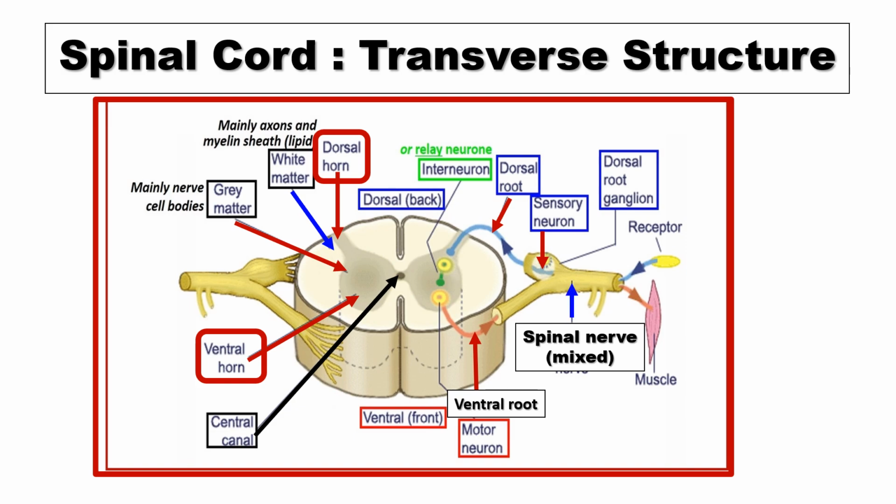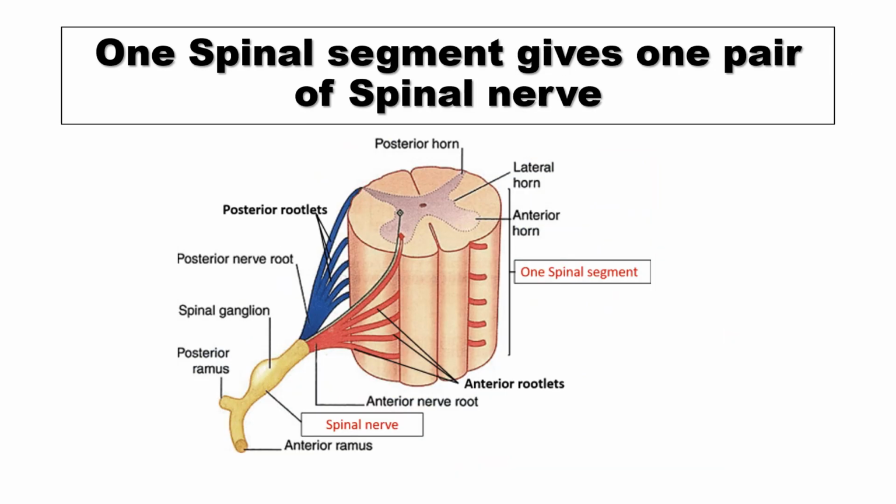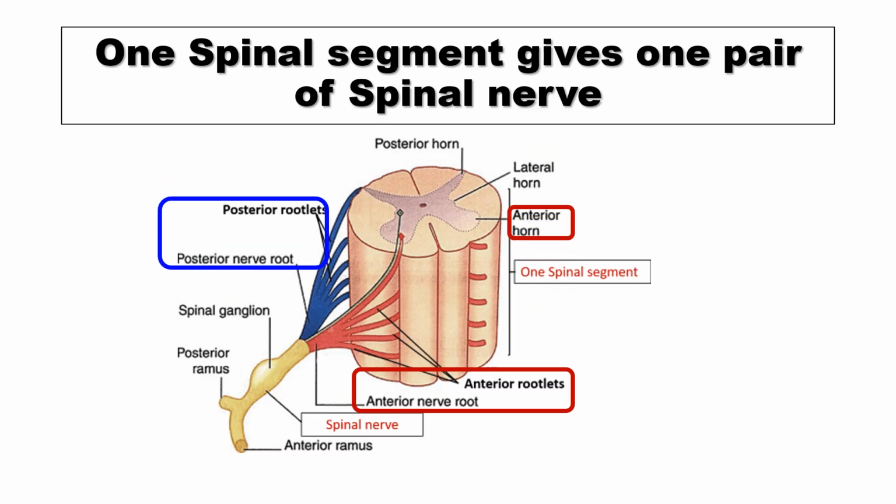Spinal nerve is formed by the union of ventral root and dorsal root, which is mixed in function. Both sensory and motor fibers are present. One spinal segment gives rise to one pair of spinal nerves. Anterior roots or ventral roots arise from the anterior horn. Dorsal roots or posterior roots arise from the posterior horn, and form a single pair of spinal nerves. And a single pair of spinal nerves forms one spinal segment.